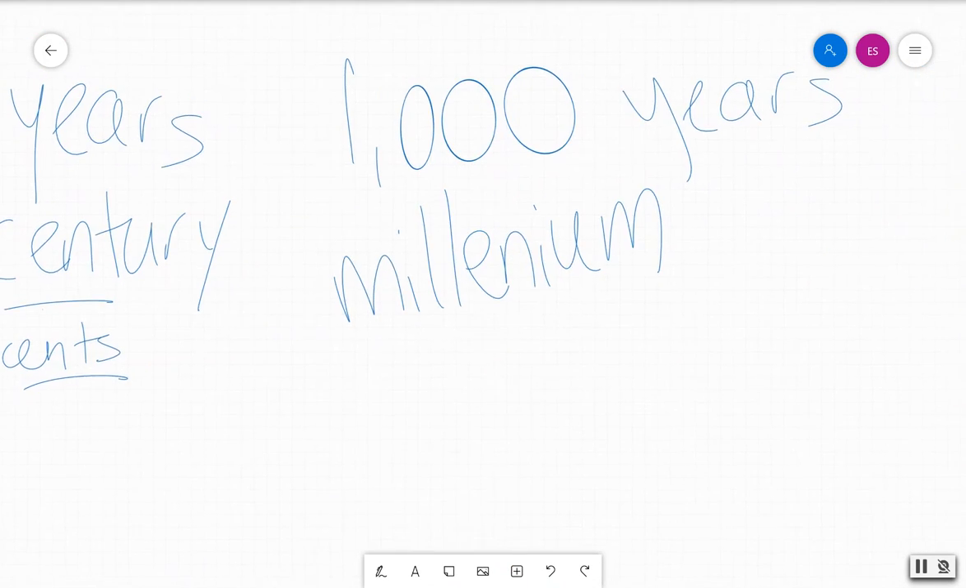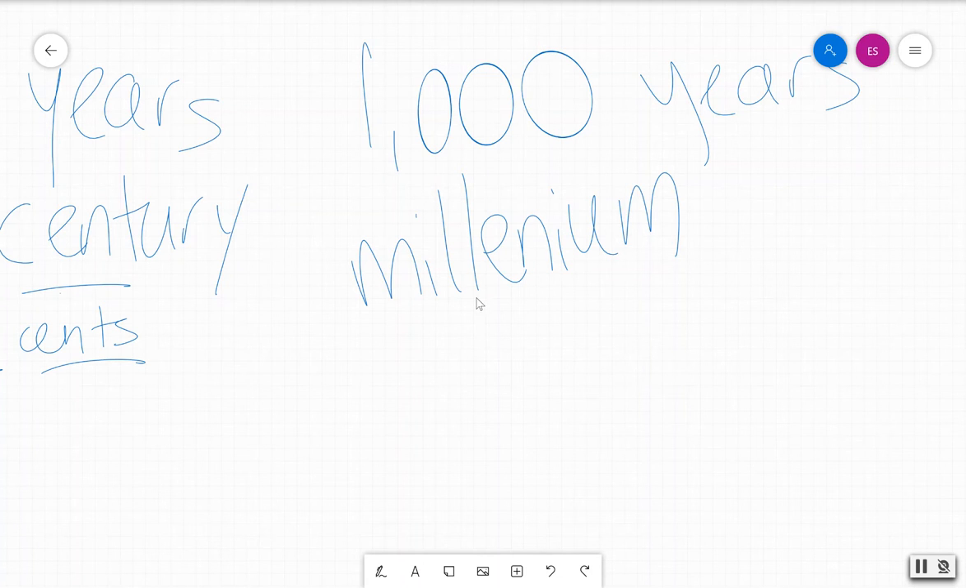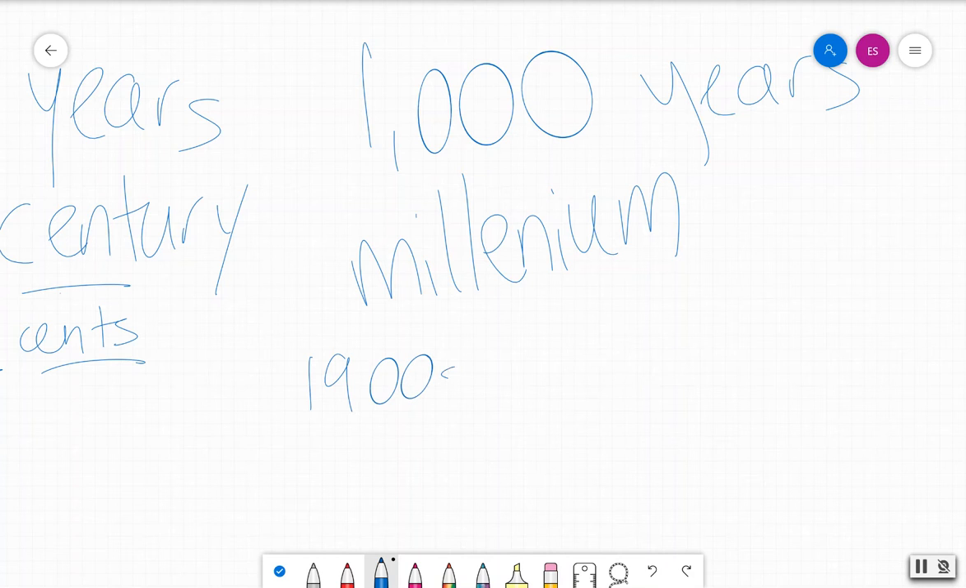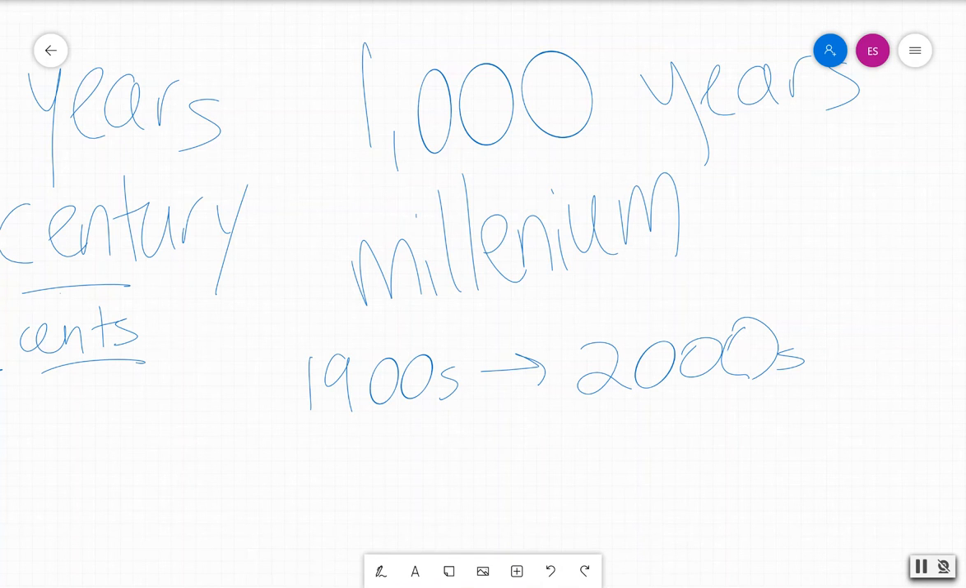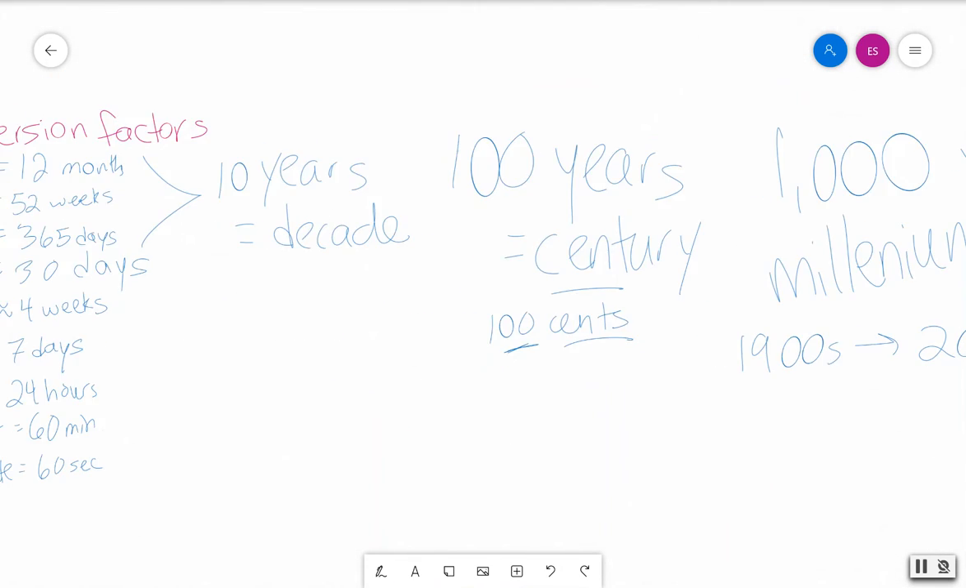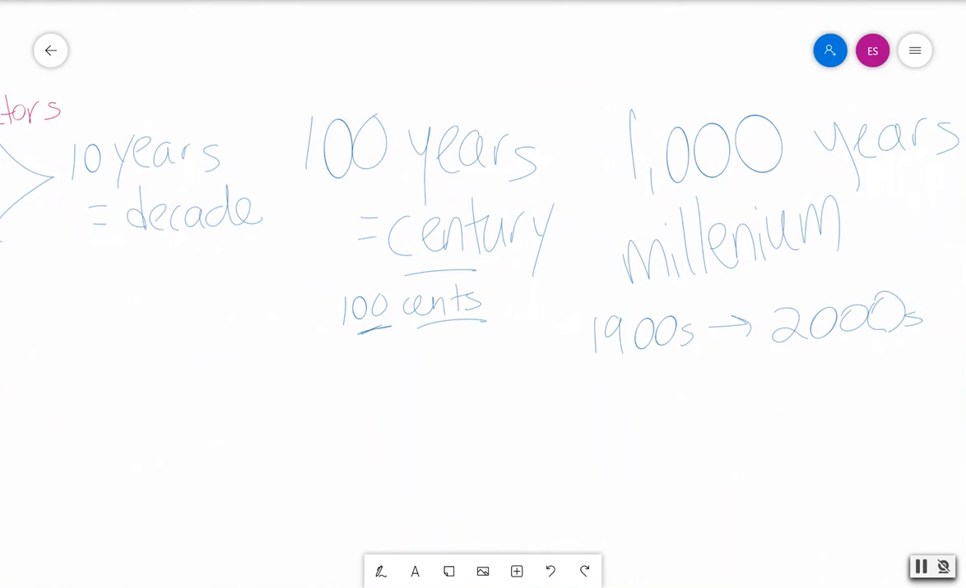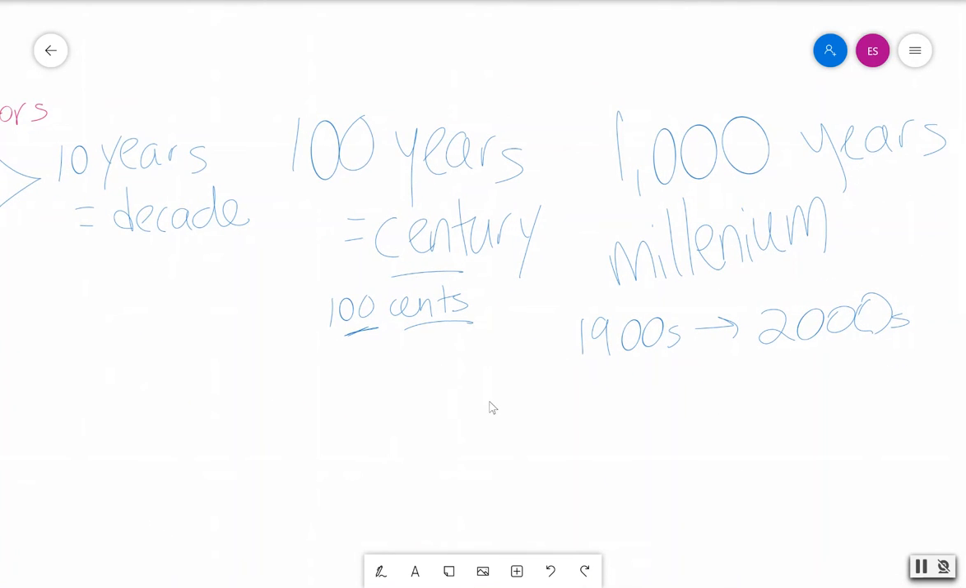And then there's 1,000 years in a millennium. So when we went from the 1900s to the 2000s, we were changing over an entire millennium. Oop, I missed a 0 there. So 1,000 years is a millennium, 100 years a century, 10 years is a decade. If that's new information, go ahead and pause to review that now.